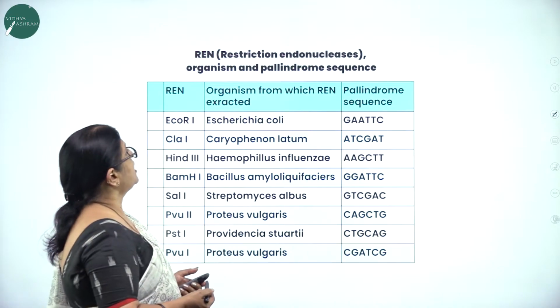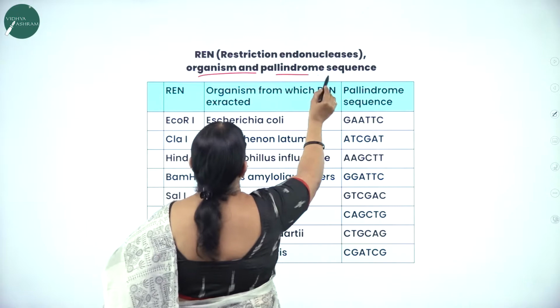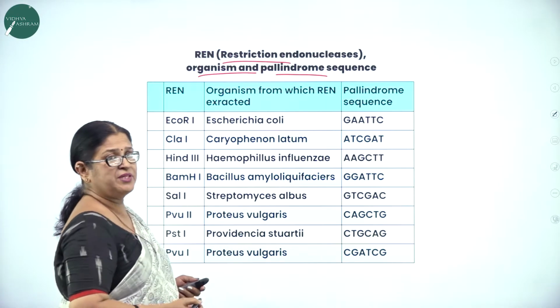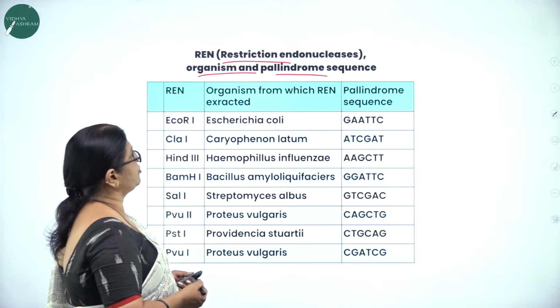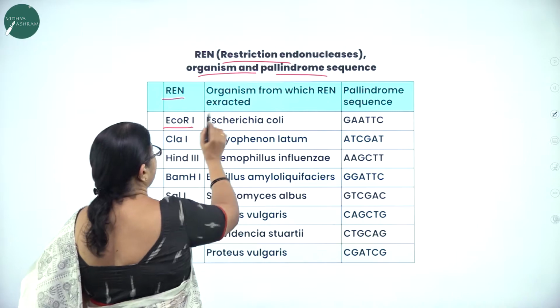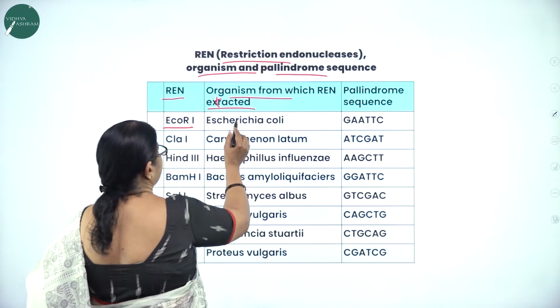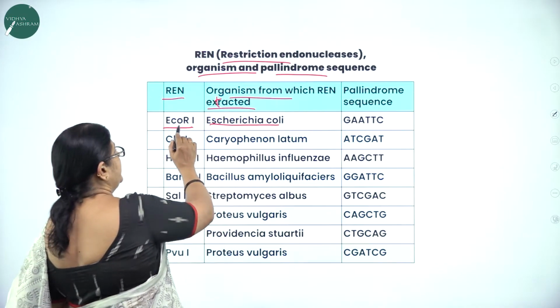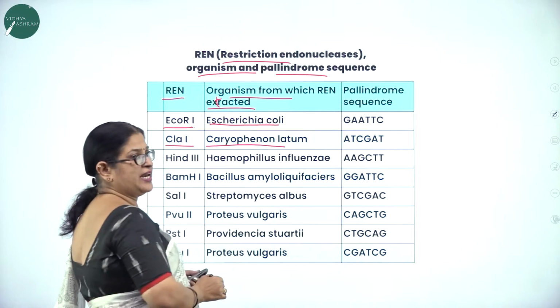Moving on to the restriction endonuclease, the organism and the palindromic sequences. So REN means what? Restriction endonuclease, then the organism and the palindromic sequences. So here REN is EcoRI, that is the organism from which the enzyme is extracted is E. coli, hence the name EcoRI. This is ClaI, that is Caryophanon latum.